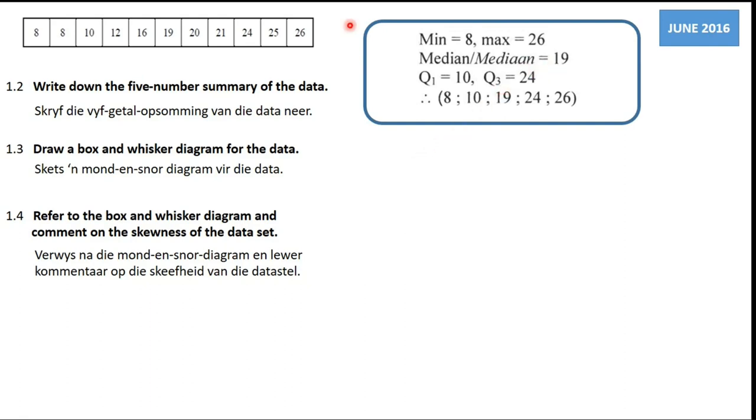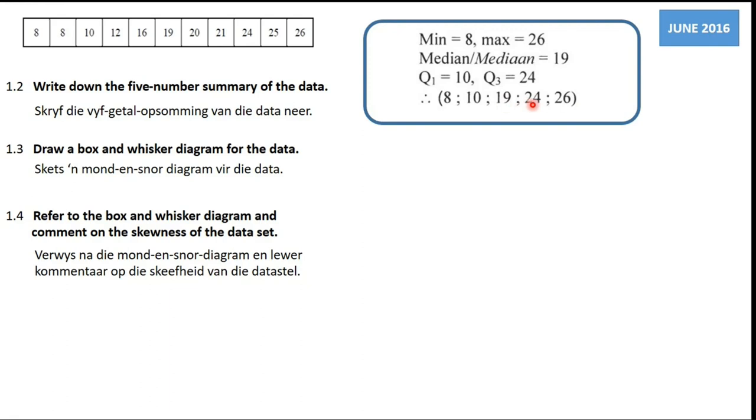The median is 19, it's the 11th number, so we don't even need those formulas for that. Who's exactly in the middle? 19, and then in the middle of that it's going to be 10, and in the middle of that's going to be 24. So you divide it into quarters, so that's easy to see. So the 5-number summary would be the smallest, the highest, and then the 3 Q's.